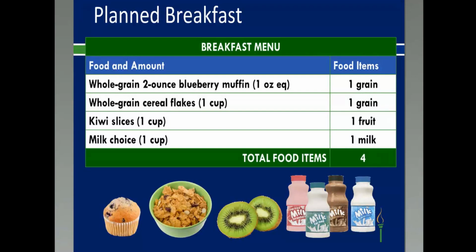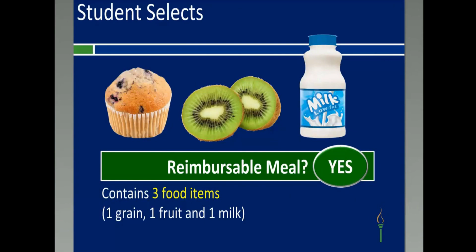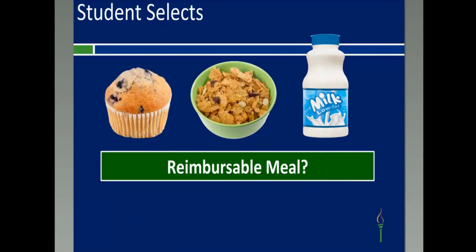The whole grain cereal flakes, those count as a 1 grain, 1 cup. Notice there in that photo we see that there are raisins in there, but there is no indicator that the raisins are going to count towards any fruit component. So that is why they also offer kiwi slices in the 1 cup serving, and they have their milk choice. Here we can count this as a reimbursable meal since they take 3 food items.